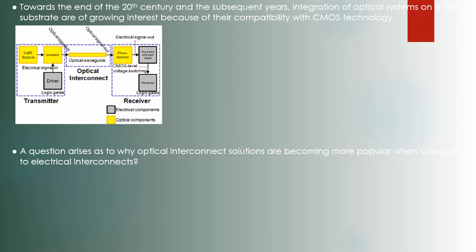Hence, there is a need to reduce the cost of manufacturing CMOS-based optical circuits. However, several challenges have been faced and overcome to make such an integration feasible. And if you take a look at the diagram here, in yellow, it shows you the optical components: the light source, the modulator, the optical waveguide, and the photodetector. And then in the gray is the more traditional electrical components: the driver, receiver, and front end.